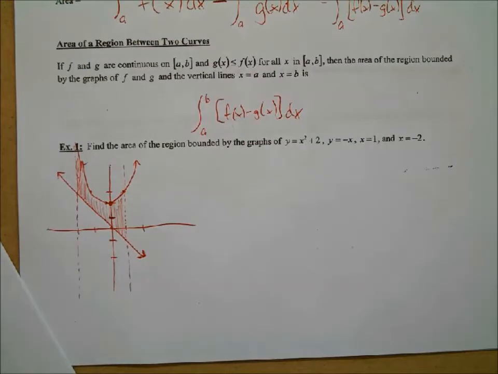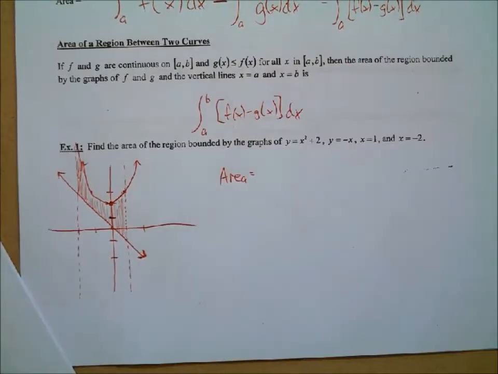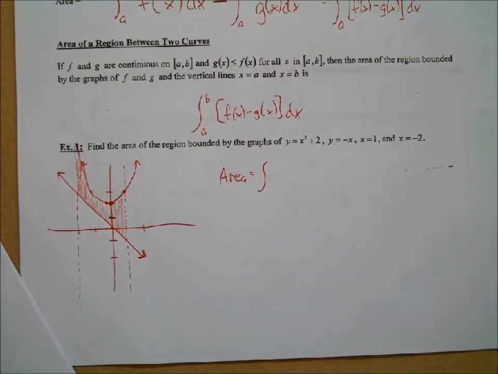Okay? So believe it or not, this is half the battle right here, is just trying to figure out what our region is, and so that way we can integrate appropriately. All right? So for our area here, what will be our lower and upper limits of integration? What's going to be our lower limit of integration? From negative 2 to 1.